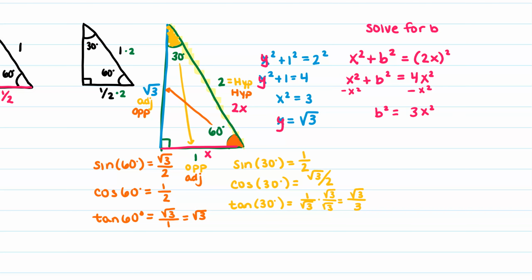So now if I take the square root to get rid of the square, I'm going to use the primary square root. And I get b equals, the square root of 3 is just the square root of 3, and the square root of x squared is x. So this guy here is x times the square root of 3. So every 30, 60, 90 triangle will have this setup. The short leg will be called x, the hypotenuse is 2x, and the long leg will be x times the square root of 3.